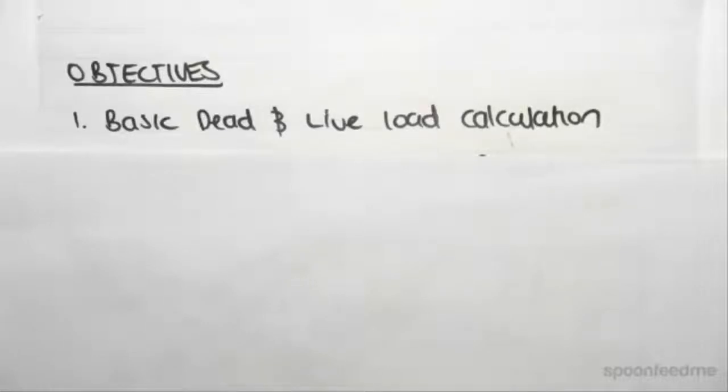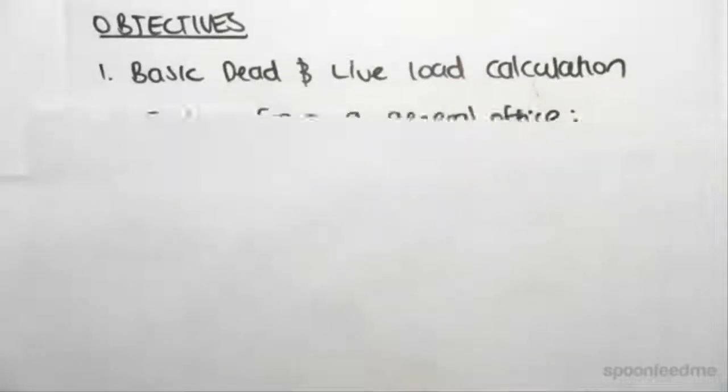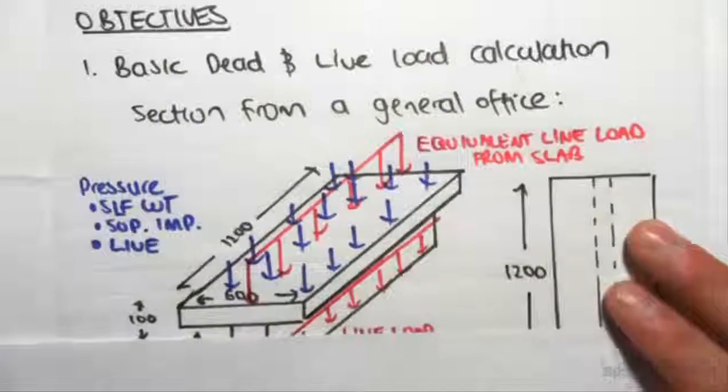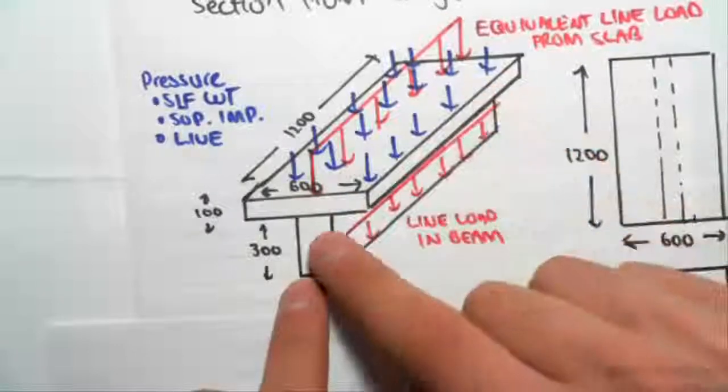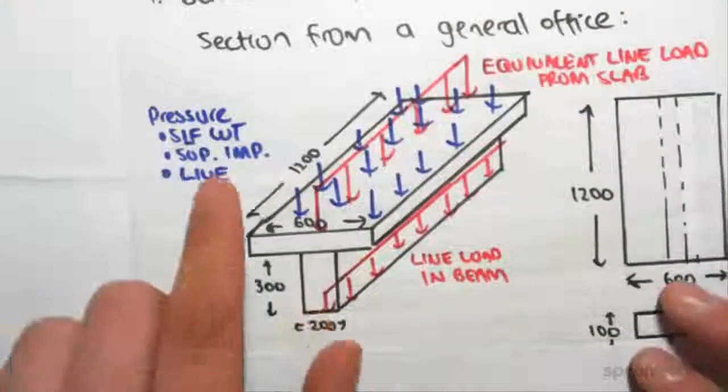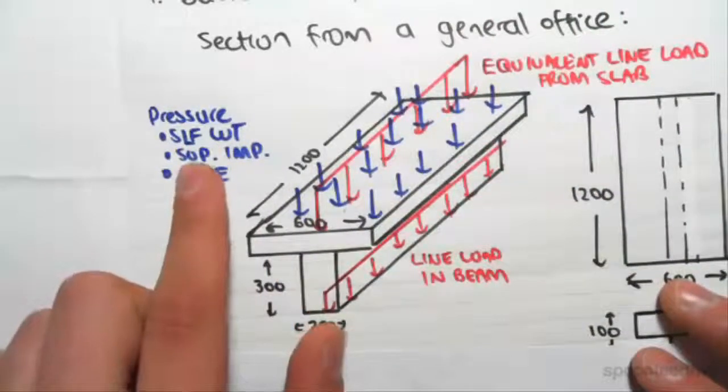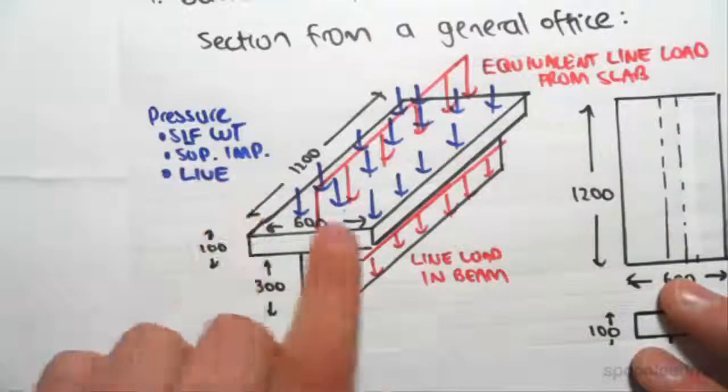Hey guys, the objective with this video is to do a very basic dead and live load calculation. We're going to be given a section from a general office. So say we have this slab and a beam like this. Now I've drawn in blue the pressure, which is due to self-weight, superimposed dead and live load.